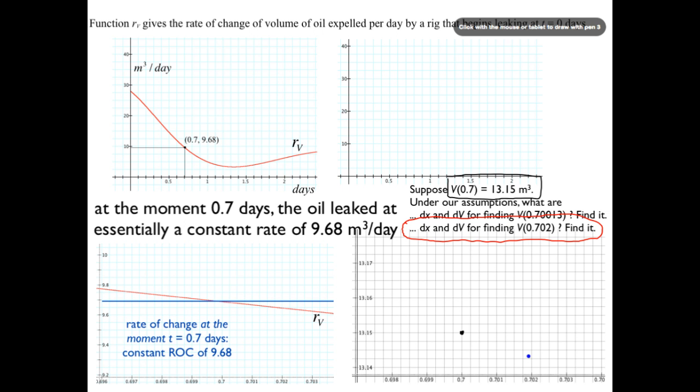Okay, but so what happened for me to get from 0.7 to 0.702? The line represents, right, change in x comes first. Change in x comes first. Okay, and that's our dx. What is that? 0.002. Okay.